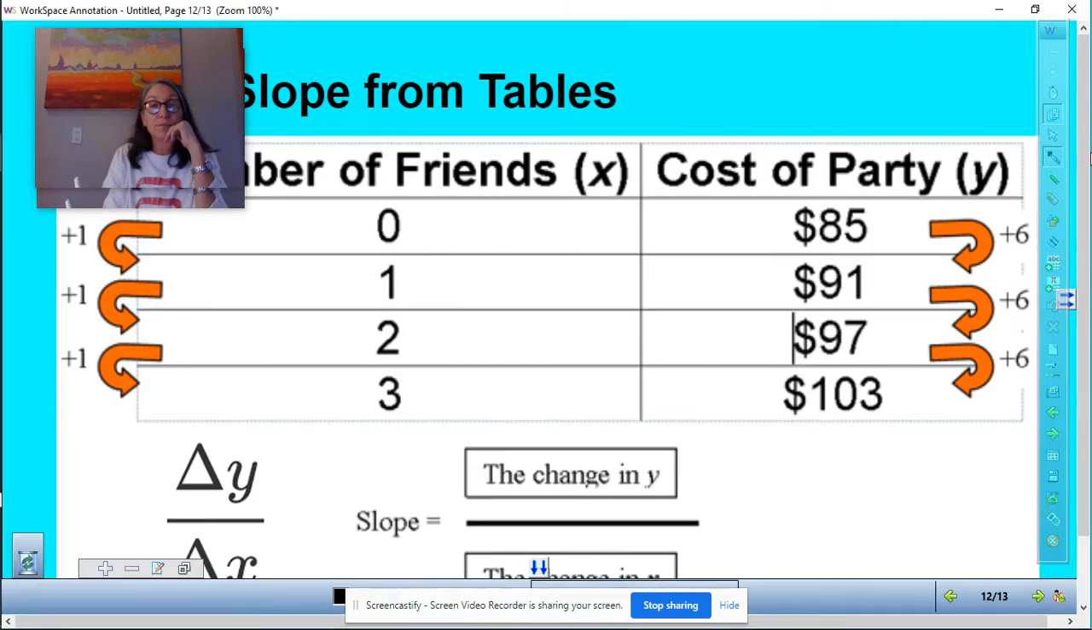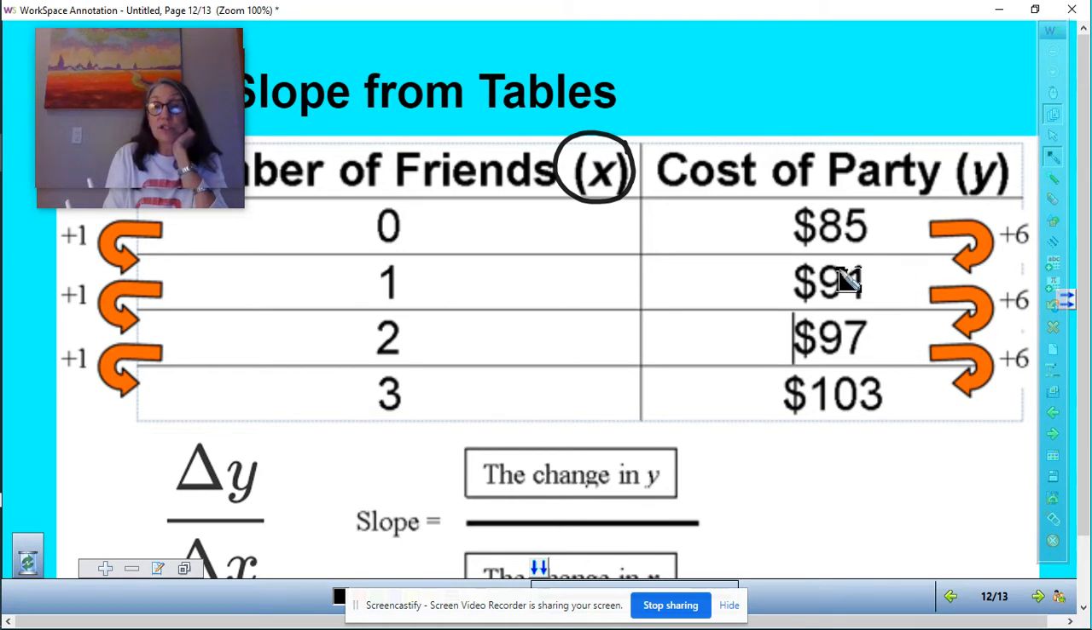Look at this table. It says the number of friends and the cost of a party. This represents our x values. 0 friends, 1 friend. That would be a sad party. You mean to tell me that a party, even without your friends, is going to cost $85? Man, I guess that's a lot of pizza for one person, but whatever. Now, 1 person, 2 people, 3 people. These are our x values. The cost of our party, y, 85.